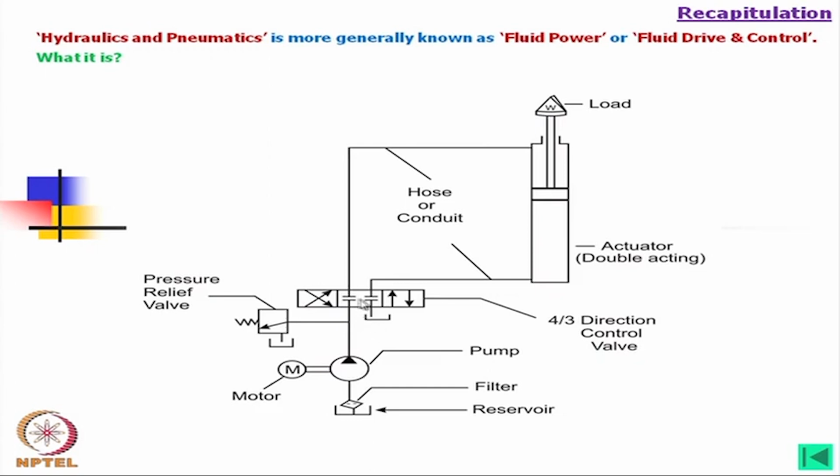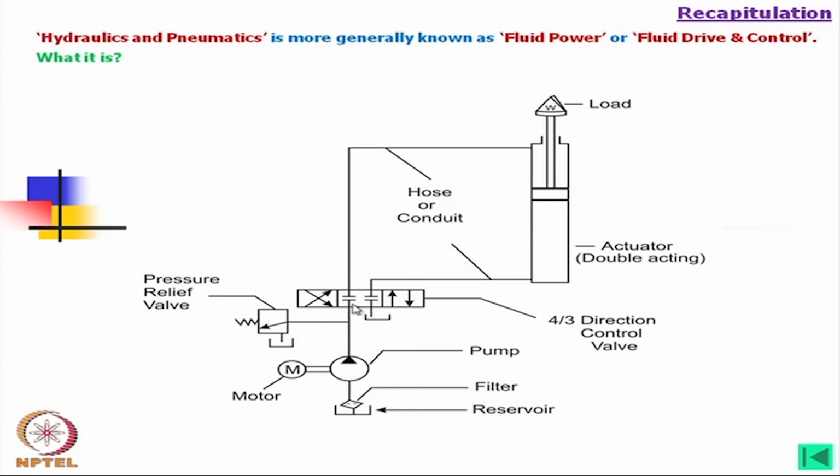How? If we connect this position, then it will go to the head side of this actuator, and the oil from the other end will go to the tank. If we connect this side, then the oil will go to the rod end side, and oil from the head side will go to the reservoir.